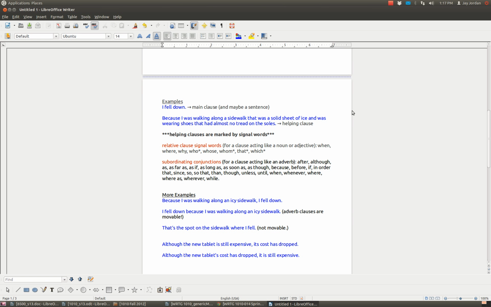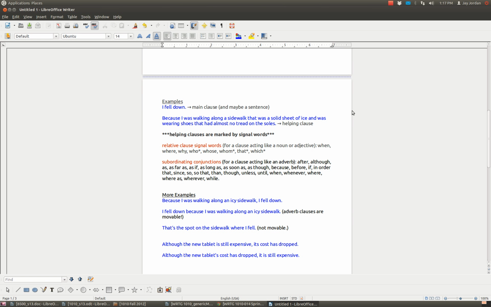Incidentally, because it's a helping clause and not a main clause or an independent clause, and because it starts with "because," this gives a lot of English teachers the reason to tell you that they don't want you to start sentences with the word because. And that's because the word because is a word that signals the beginning of a helping clause.